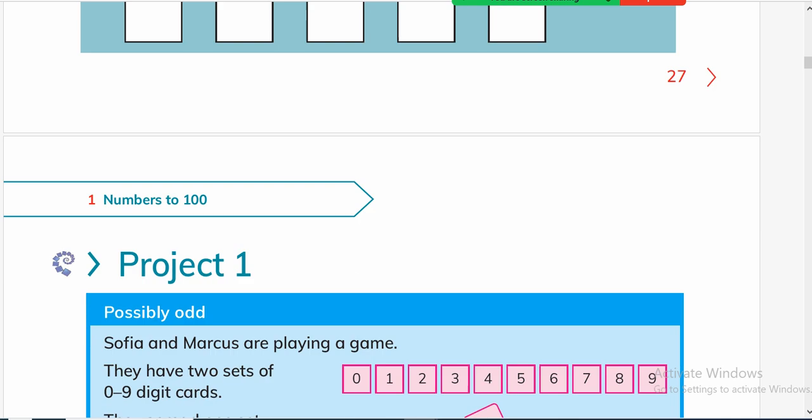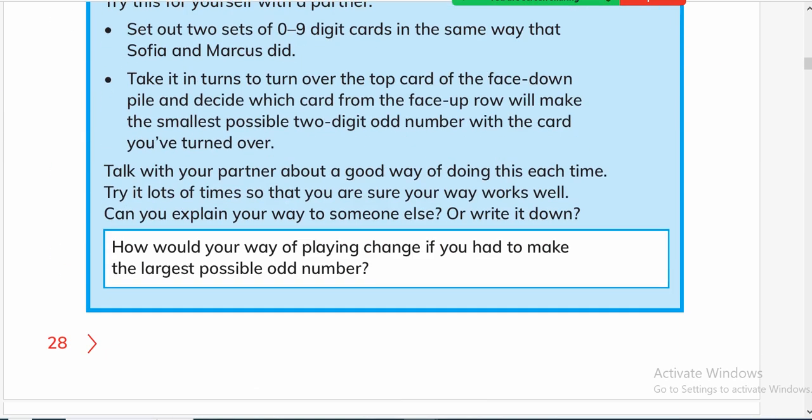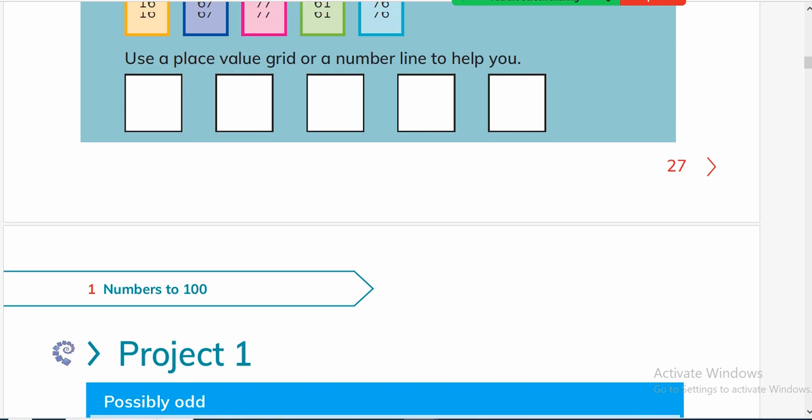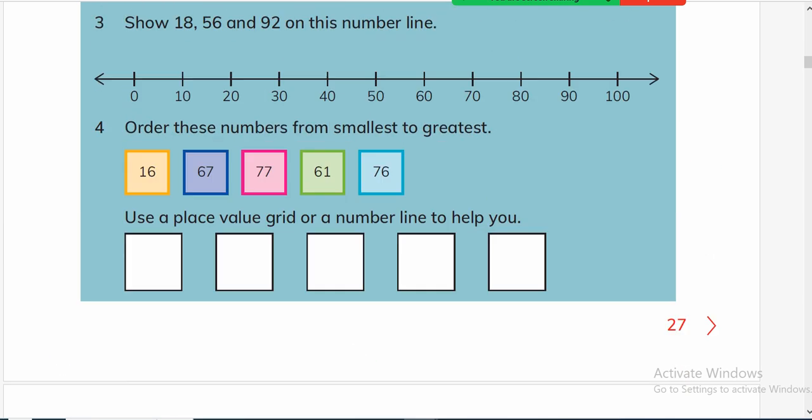So we are all done in this unit. This is a project and your teacher would help you to do this project in the school. I am done till here.